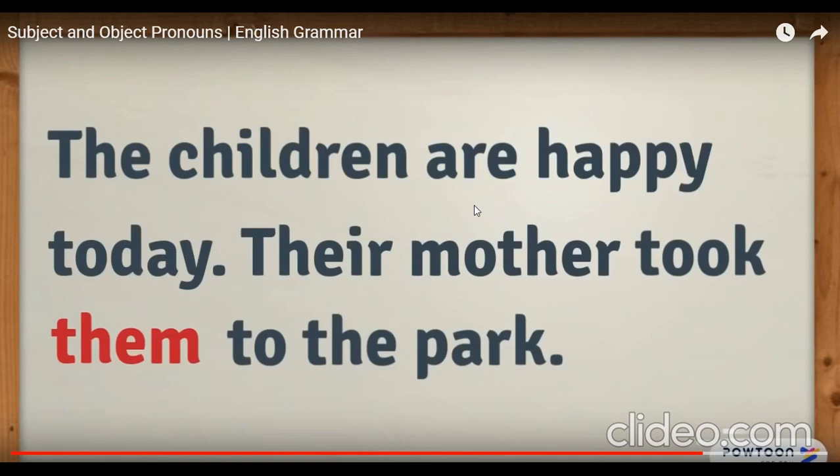I'm going to use it in another sentence, and I don't want to keep repeating "the children." Which pronoun, which subject pronoun do I have to use? What do you think? That's right, I have to use "they."